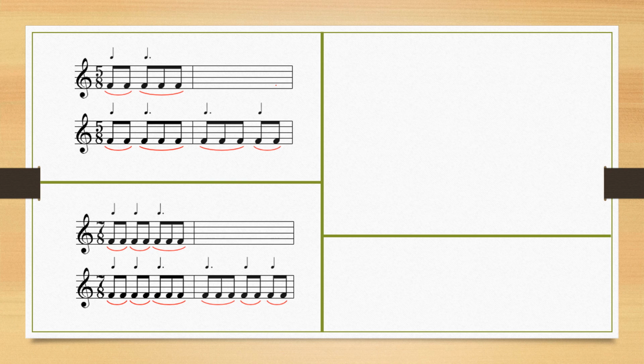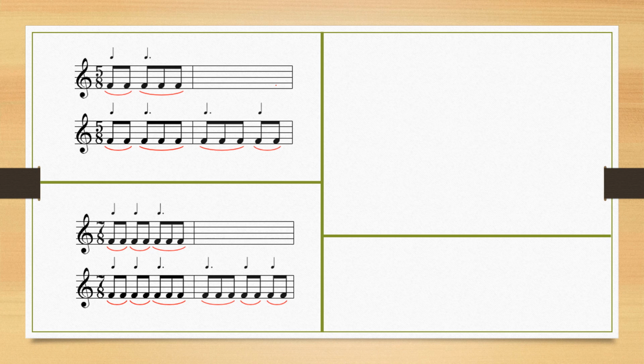Now, there's a third example for 7/8 here. We could have simple, simple, compound, or compound, simple, simple, or we could also have simple, compound, simple. So we could put the compound beat in the middle of the simple beats. It does not matter. It's still 7/8. It's still a mixture of simple and compound. It's all good.